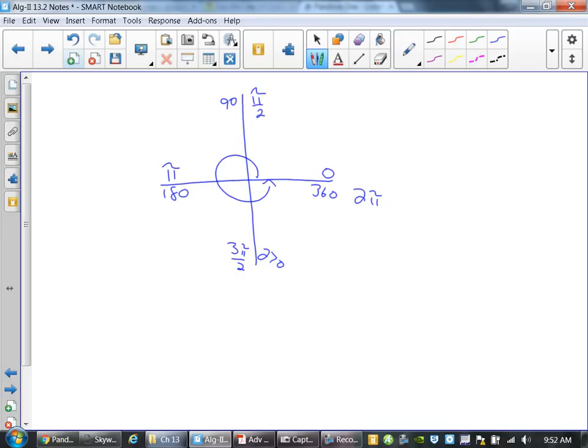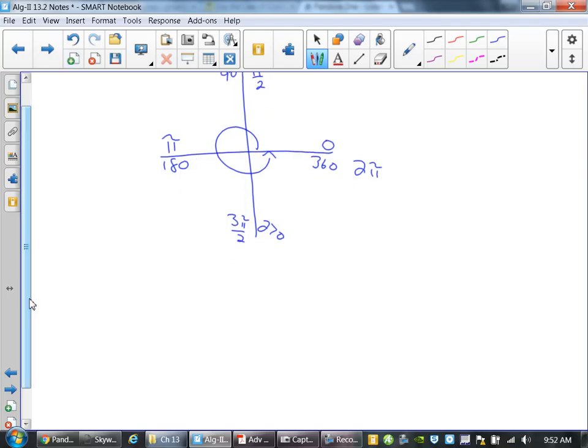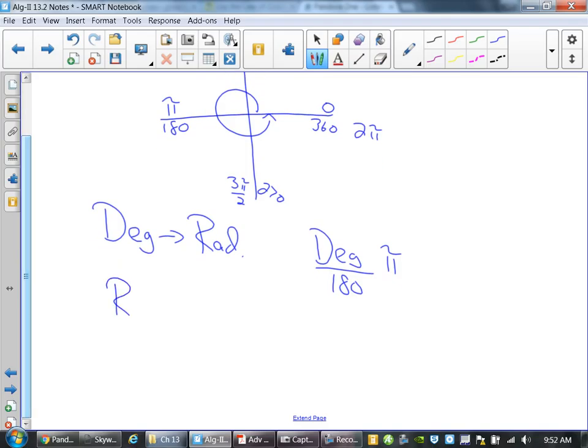Now, in order to convert, we convert from degrees to radians, radians to degrees. To go from degrees to radians is a very, very easy conversion. You take your degree, divide it by 180, and you slap a pi next to it. Okay. So you go the other way, from radians to degrees. You take your radian, you divide it by pi, and then you multiply it by 180.